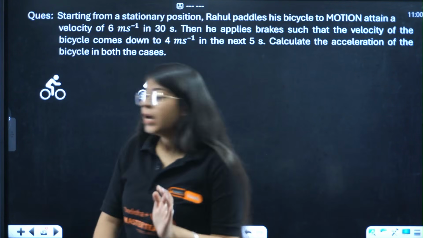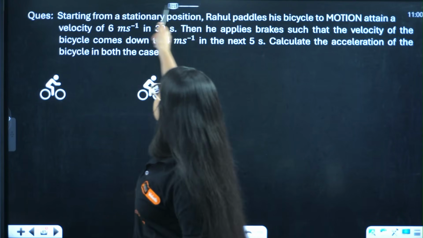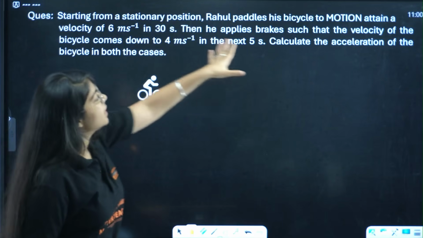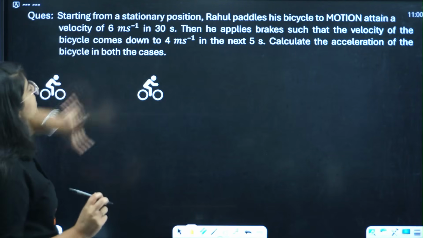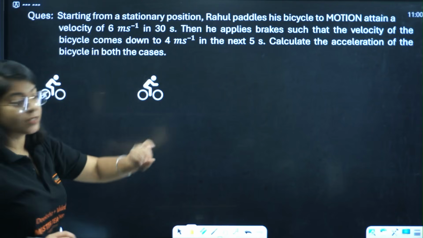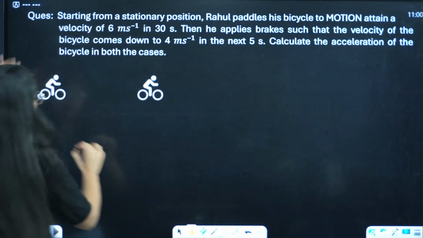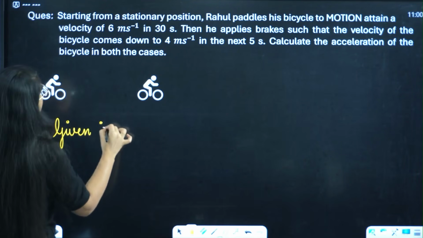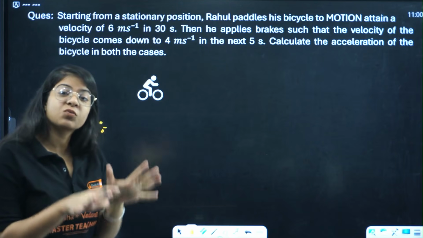Let's move on to a very good numerical. Starting from a stationary position, Rahul pedals his bicycle to attain a velocity of 6 meter per second in 30 seconds. What are they saying? See, as we read, we write. So what is given? In the starting, there is a stationary position. That means Rahul is first at rest.